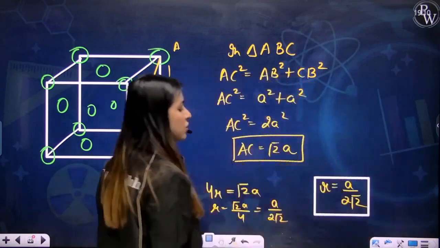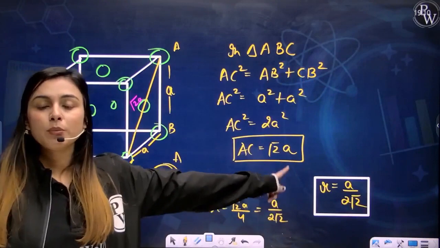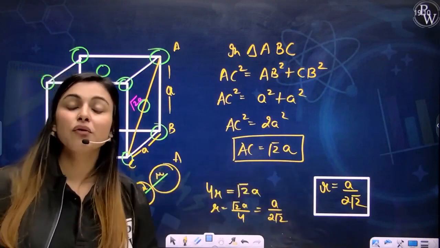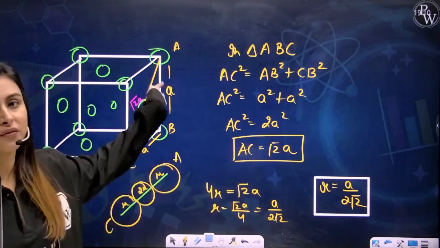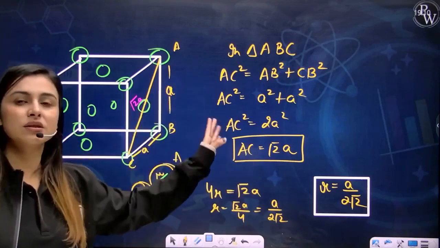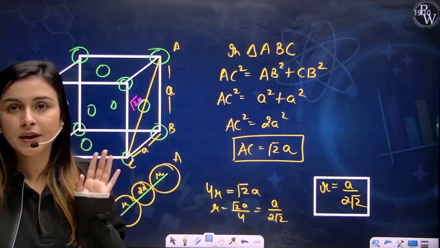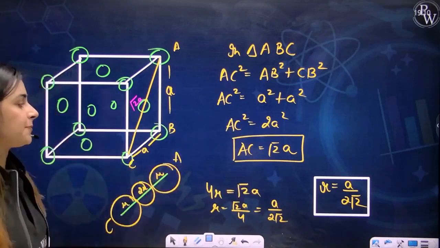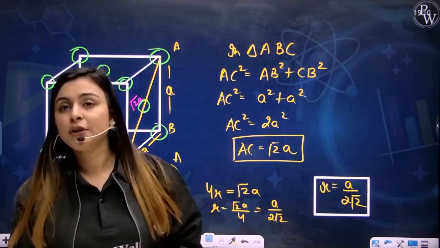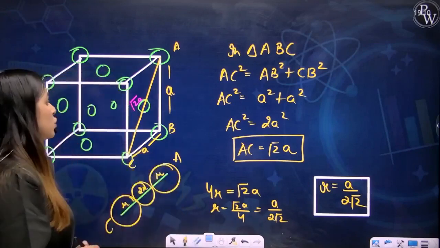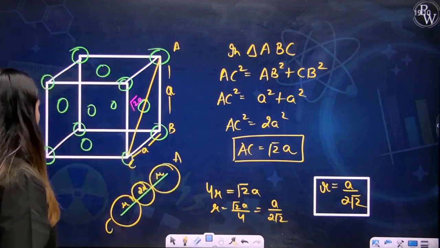So this is the relation that we have found out between R and the edge length for a face-centered unit cell. You need to remember these relations, or at least you need to find out these relations, because questions will be asked based on this. Okay. Perfect. I hope you're clear with this. Yes. So R is equal to A by 2 root 2. Okay. Yes. So now, my dear students, we'll calculate the packing fraction.